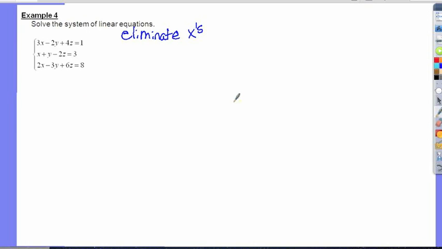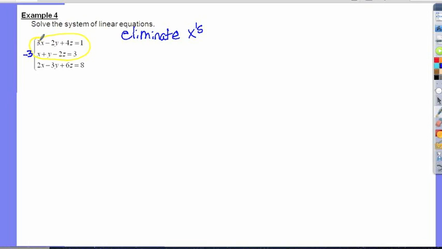So I'm going to start off by working on the top two equations to get rid of the x's. Now to get rid of my x's, I need to make the second equation have a -3 there. So I've got to multiply this whole equation by -3 so that that will cancel out with this +3.